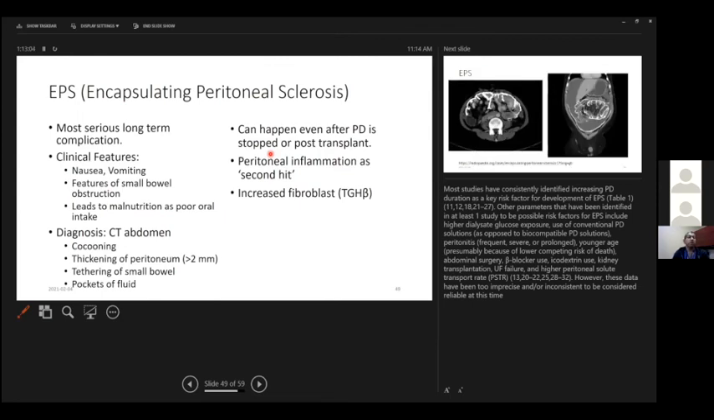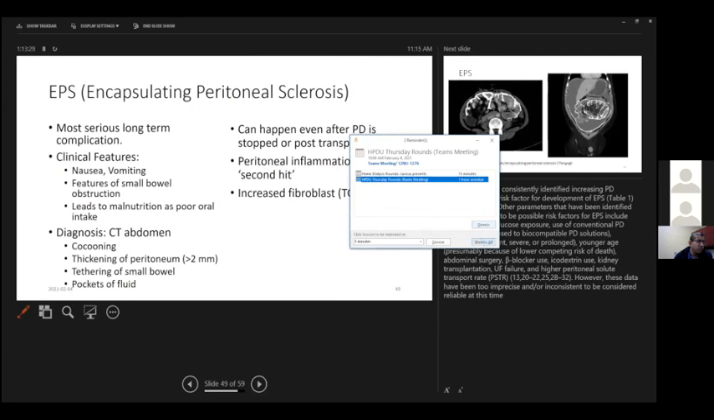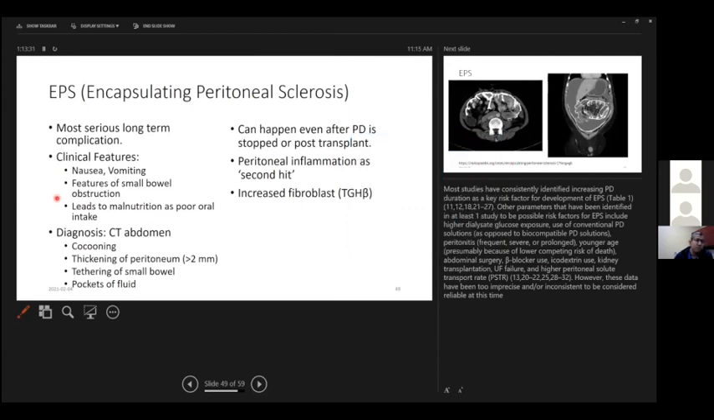Now, coming to one of the nastiest complications, which is known as encapsulating peritoneal sclerosis, and this is a really serious complication. What happens here is, because there's fluid in the belly with a pH of 5.1, and there is glucose inside, which is non-physiological, it causes a lot of problems. The problems don't happen immediately, but usually come after 1 or 2 years. Sometimes they say it's 3 years, but we have seen it happening in 3 months or 6 months as well.